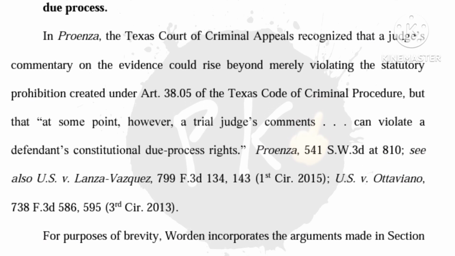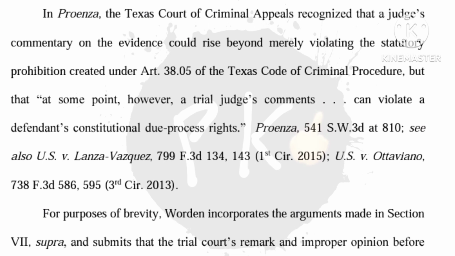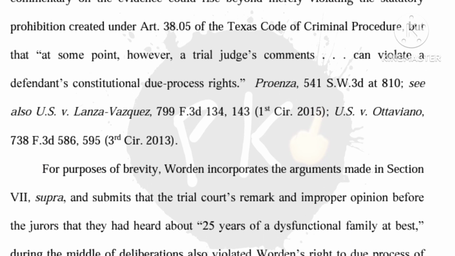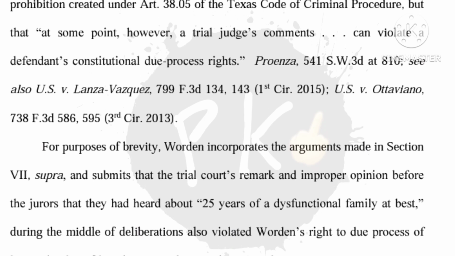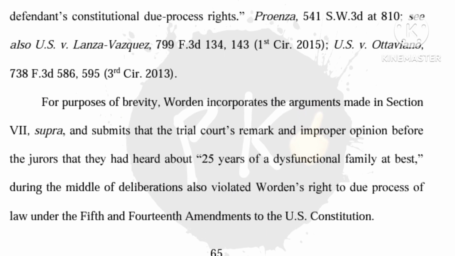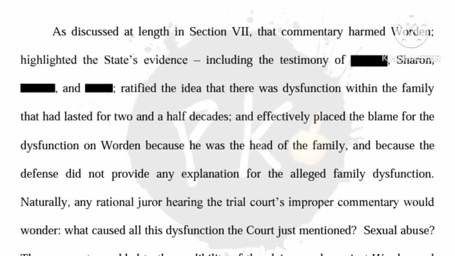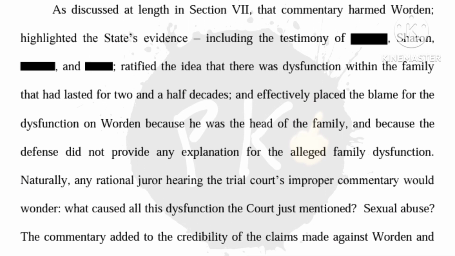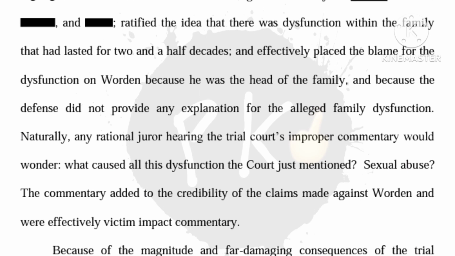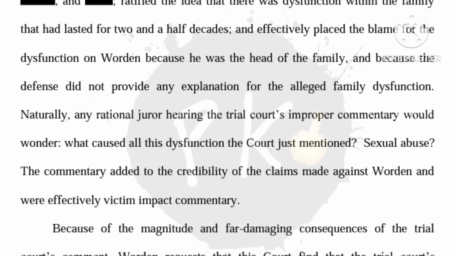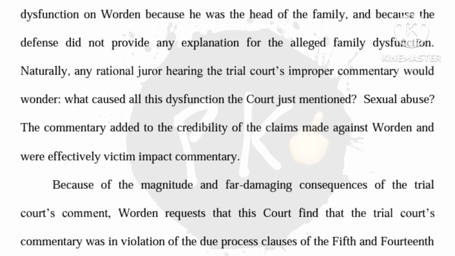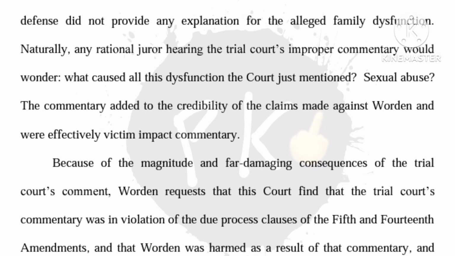References. For purposes of brevity, Warden incorporates argument made in Section 7 and submits that the trial court's remark and improper opinion before the jurors that they had heard about 25 years of a dysfunctional family at best during the middle of deliberations also violated Warden's right to due process of law under the 5th and 14th Amendments to the U.S. Constitution. As discussed at length in Section 7, that commentary harmed Warden, highlighted the state's evidence, including the testimony of B.W., S.W., J.W., and J., ratified the idea that there was dysfunction within the family that had lasted for 2.5 decades and effectively placed the blame for the dysfunction on Warden because he was the head of the family and because the defense did not provide any explanation for the alleged family dysfunction.